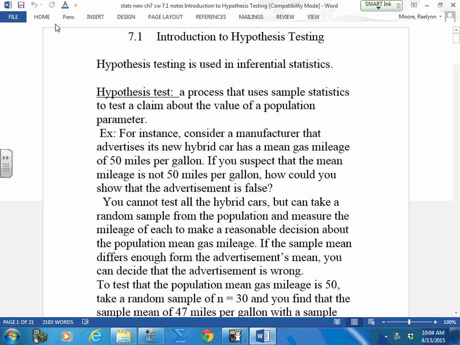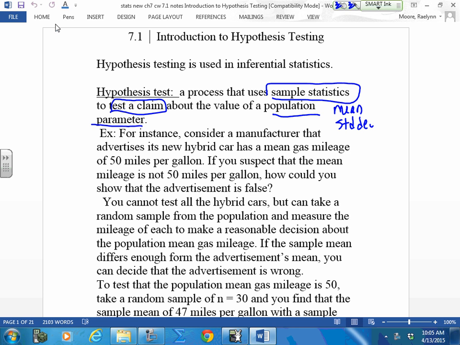I'm on 348. So a hypothesis test is a process that uses your sample statistics that you just found to test a claim about the value of a population parameter. A claim is made about a population parameter. A parameter can be the mean, can be the standard deviation, can be the variance, can be a proportion.